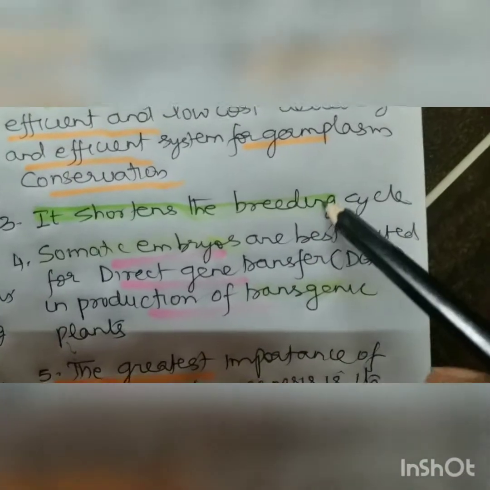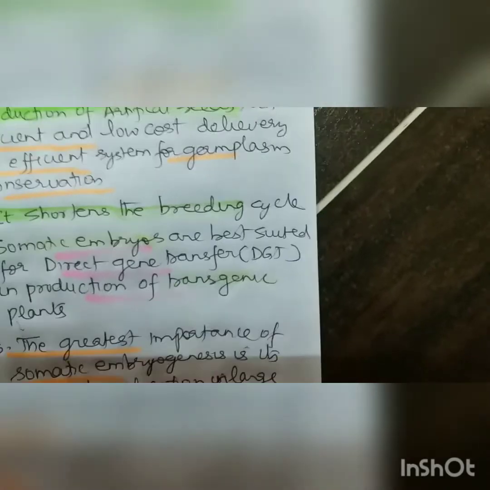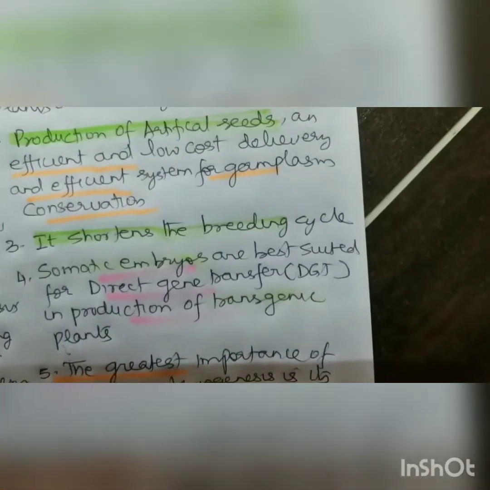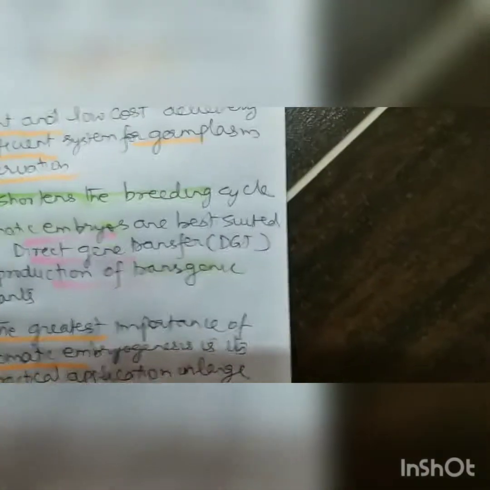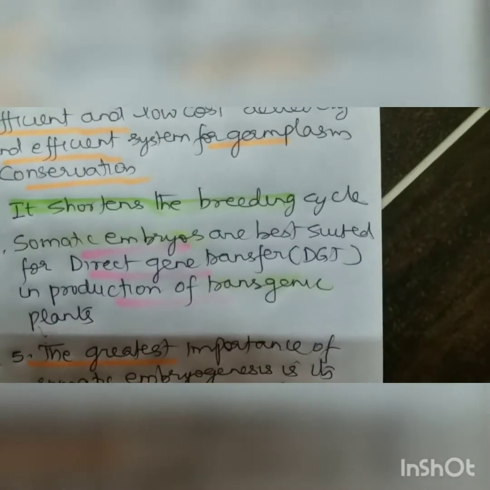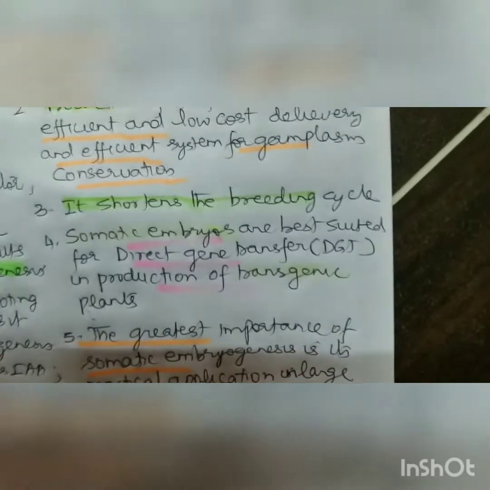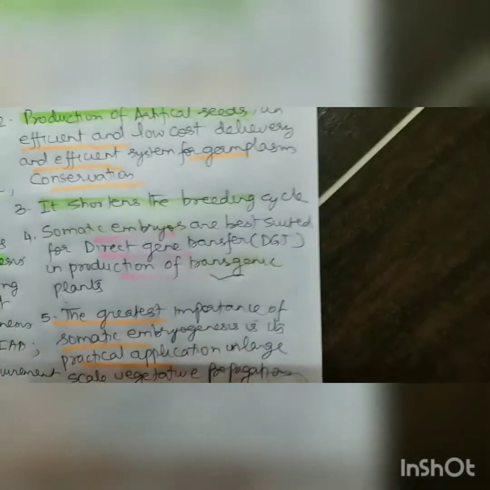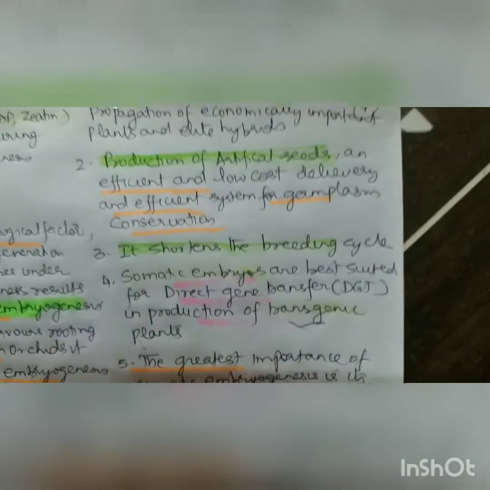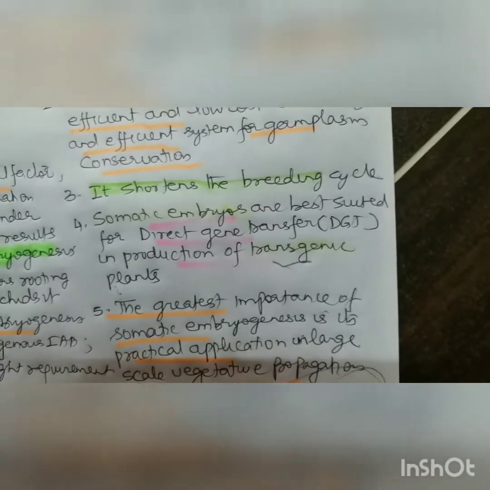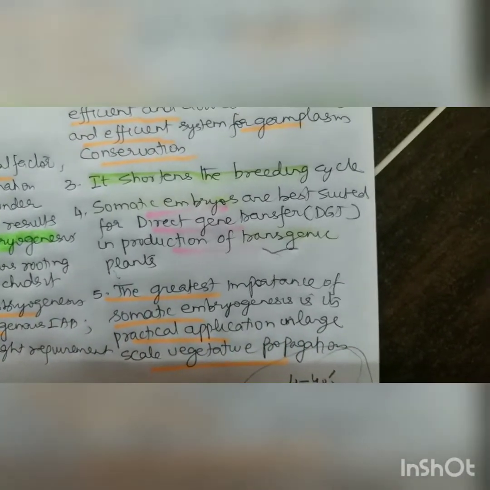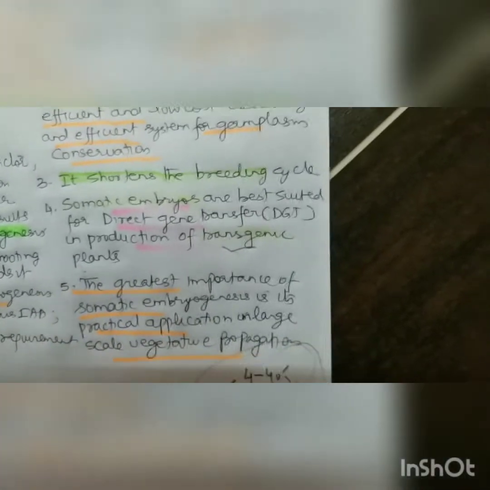As I told you, it shortens the breeding cycle, because here I will take only 7 to 8 generations, whereas in nature I have to take 8 years. Somatic embryos are best suited for direct gene transfer, which we do in subsequent days, that is the formation of transgenic plants. What are these transgenic plants? A very simple definition: when the donor is a prokaryote and the receiver is a eukaryote, the plant formed is transgenic, right? But we will do it in detail in coming days.